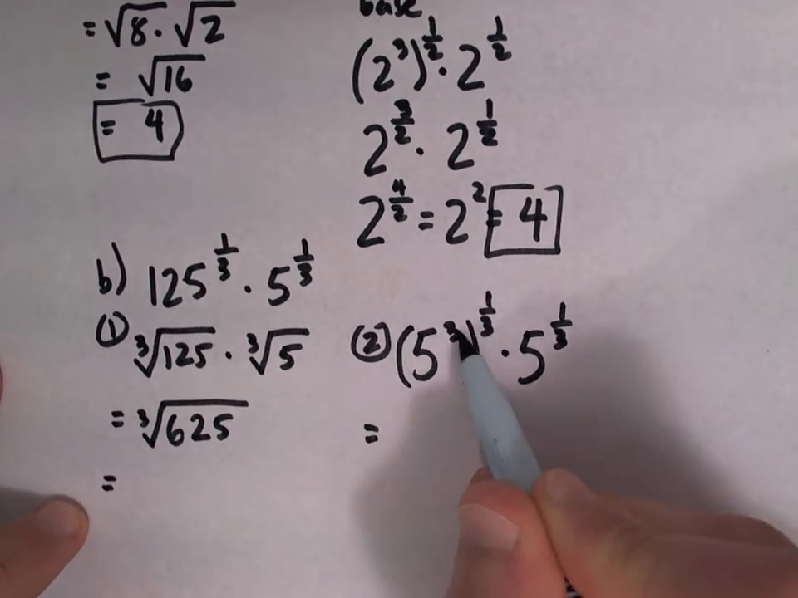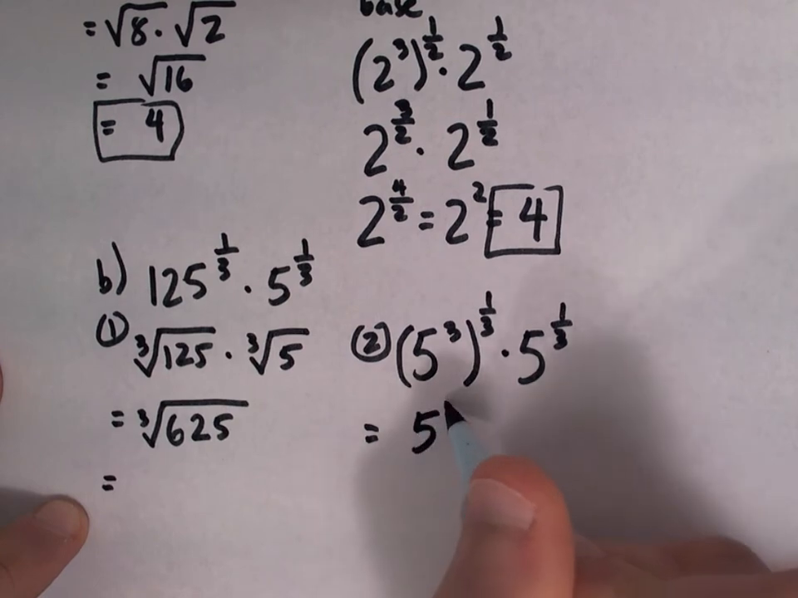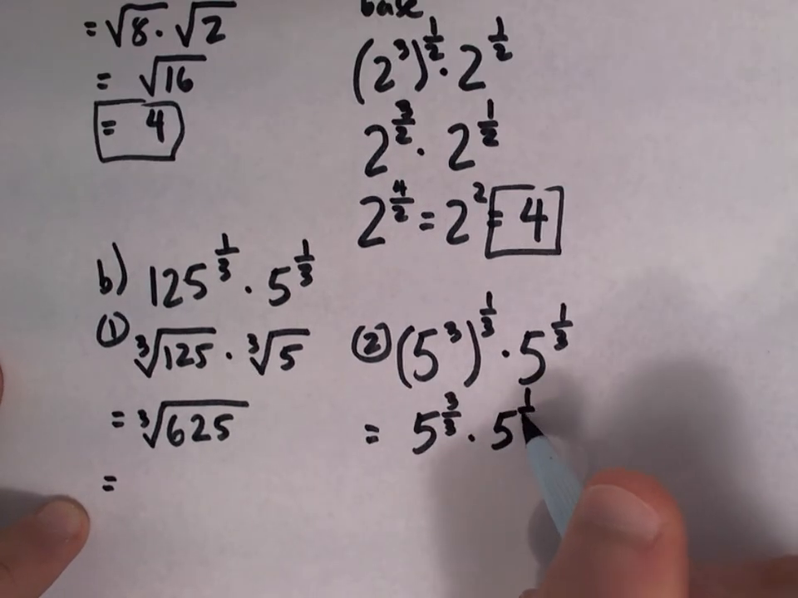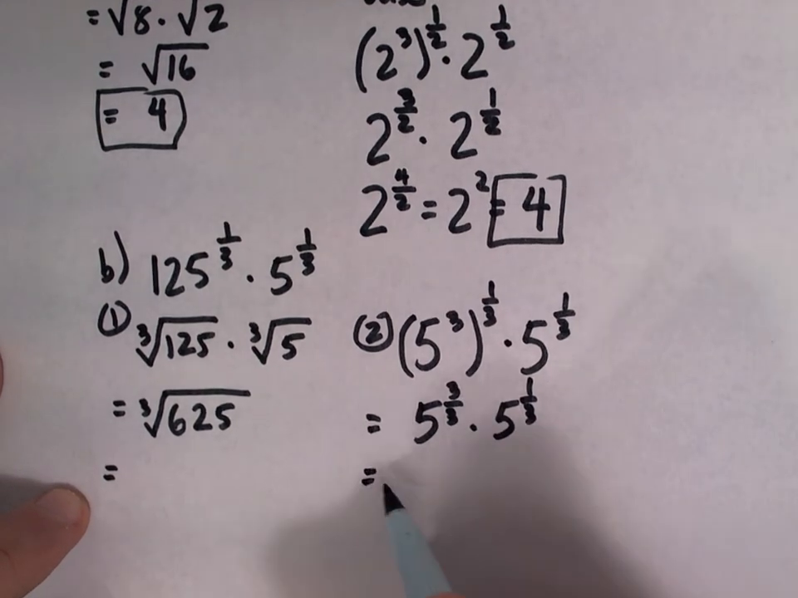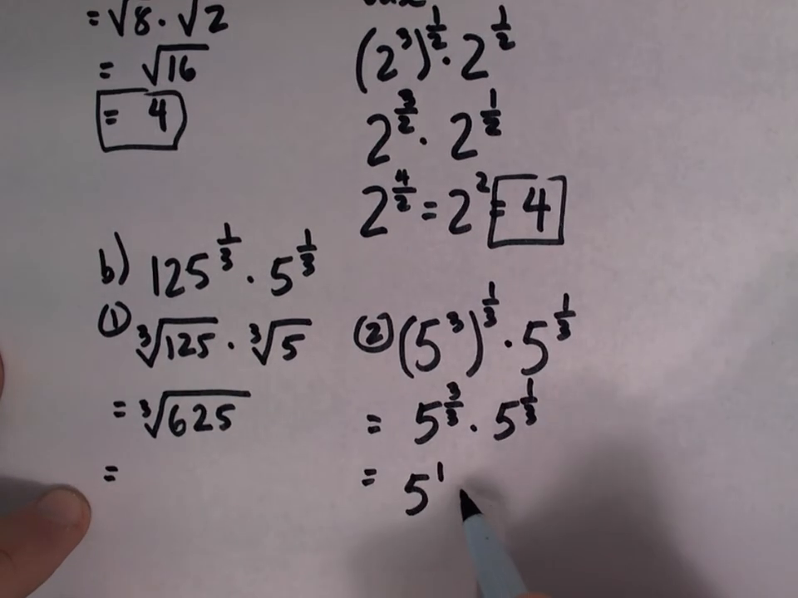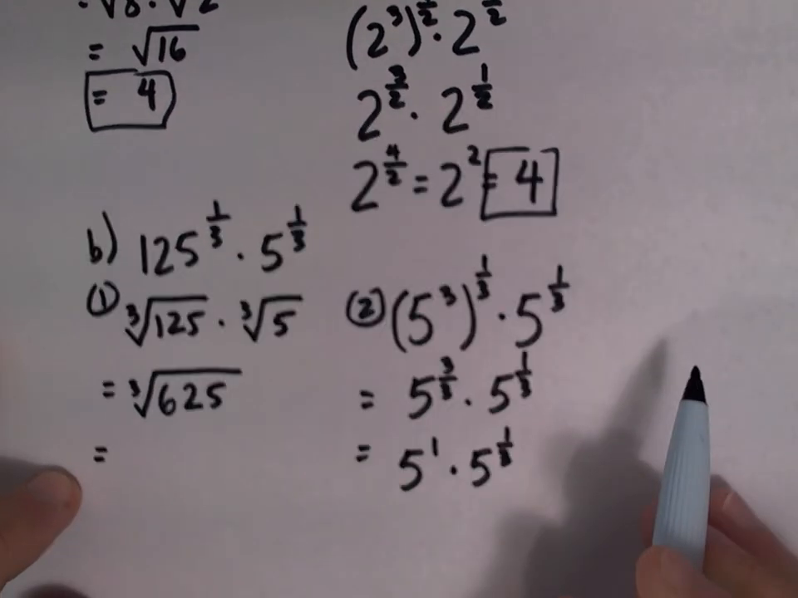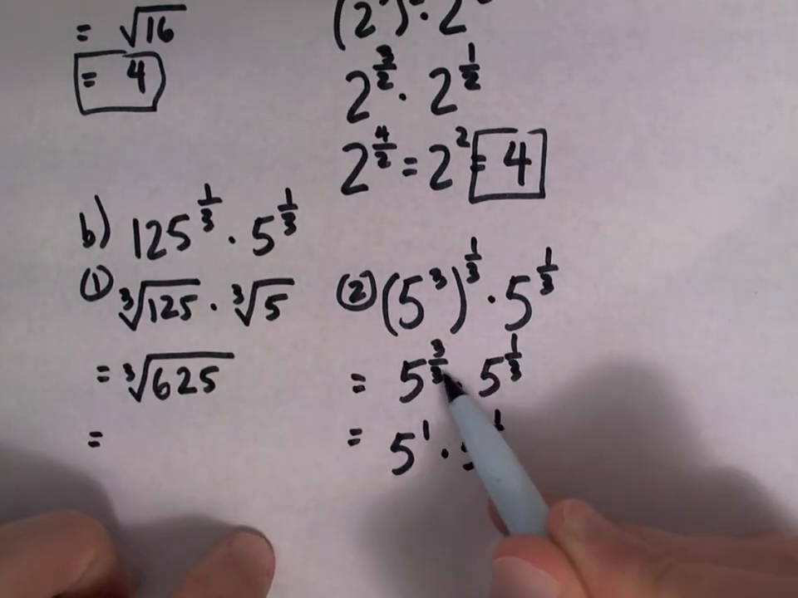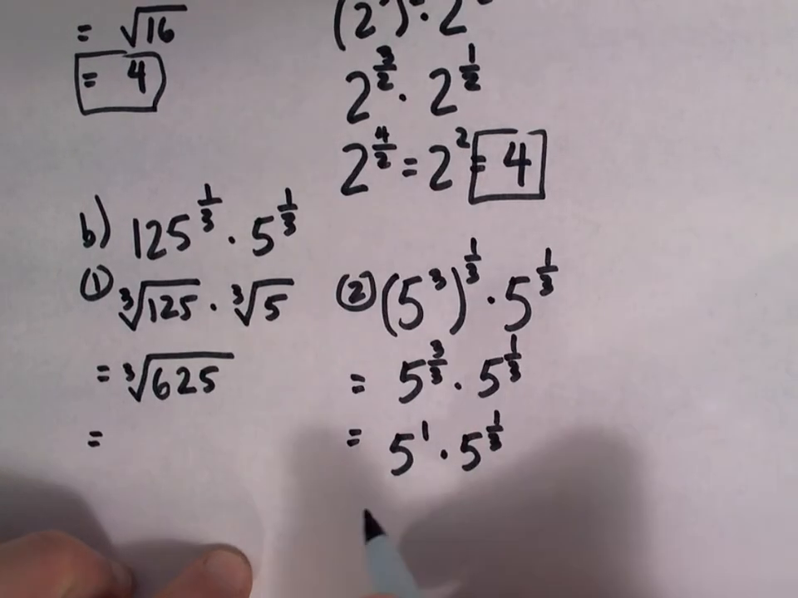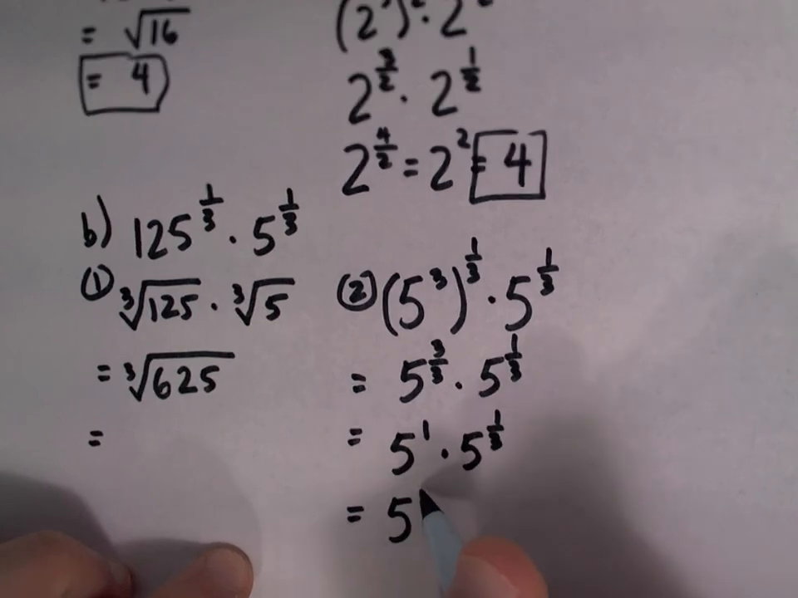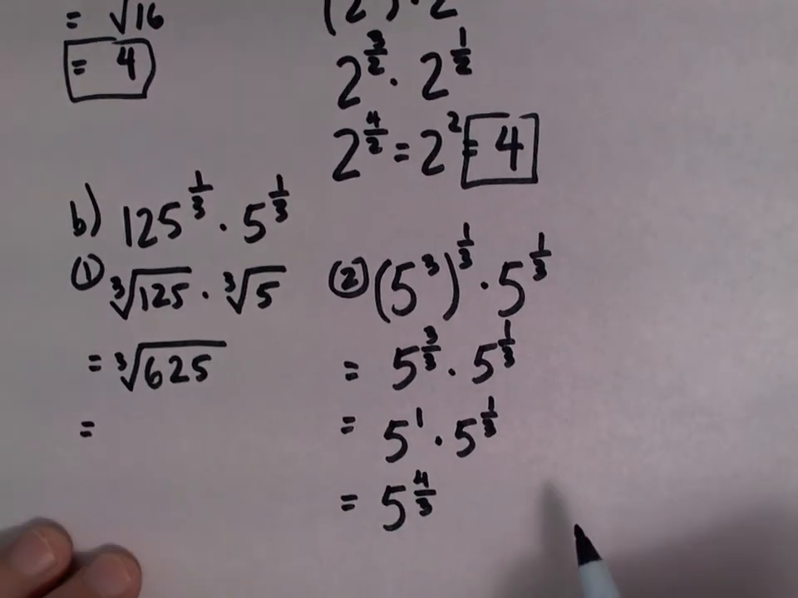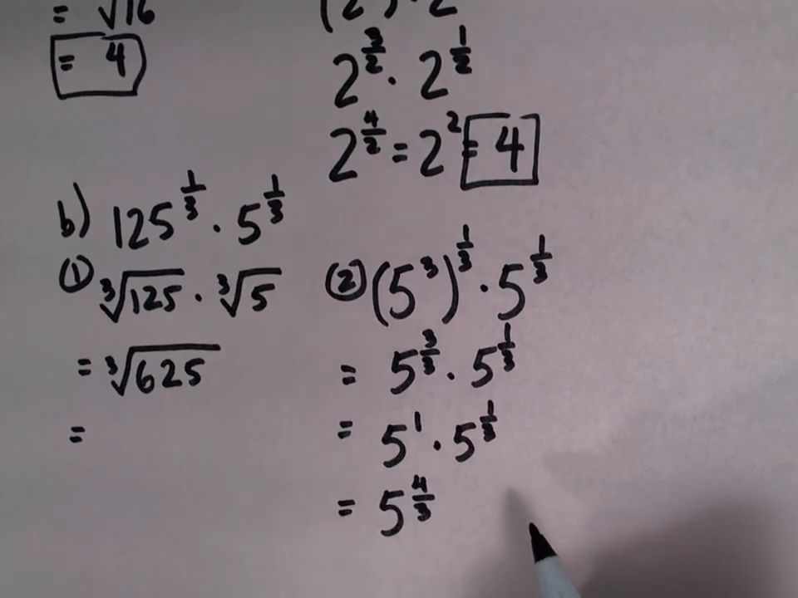So now we take a power to a power, so we get 5 to the 3/3 times 5 to the 1/3. But of course, 3 over 3 is just 1. 1 times 5 to the 1/3. And now I can just add these up. So actually, it's probably easier just to add it like this. So 3 plus 1 equals 5 to the 4/3. And we can just leave it like that.